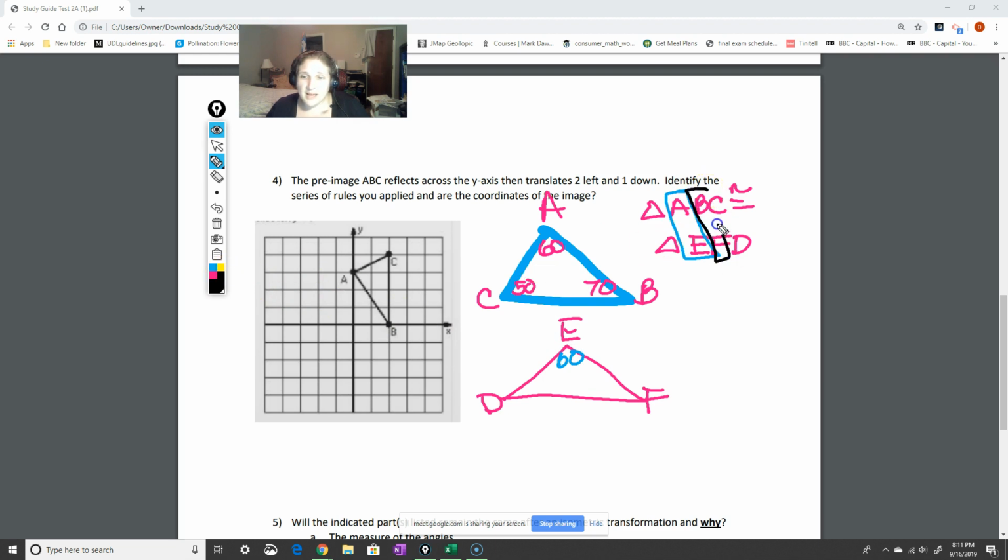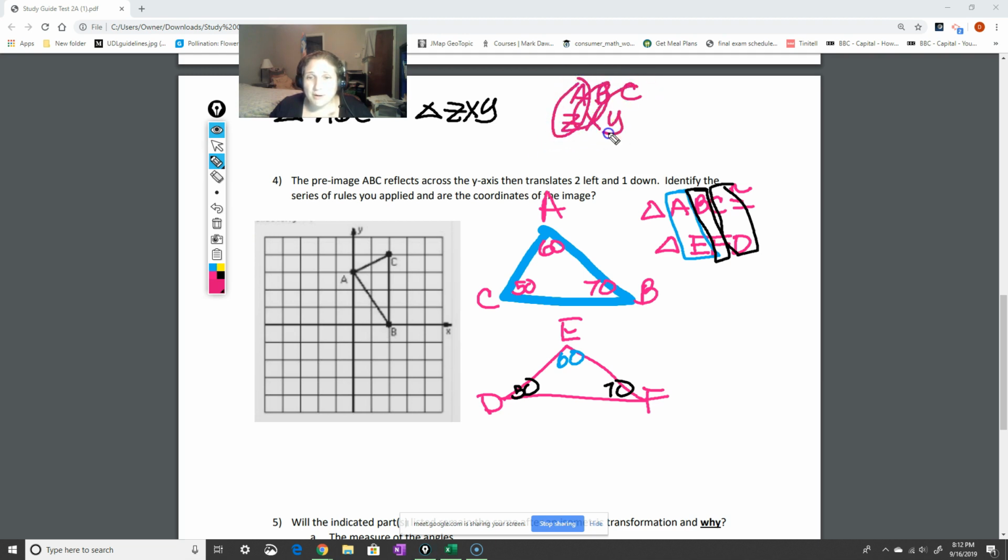B has to map to F. So it doesn't always go alphabetically. You have to pay attention. How do the letters look? So if it says triangle ABC is congruent to triangle ZXY, again, the hint that I showed you last week is write it on top. ABC goes on top, ZXY goes underneath, and then it'll always match up perfectly.